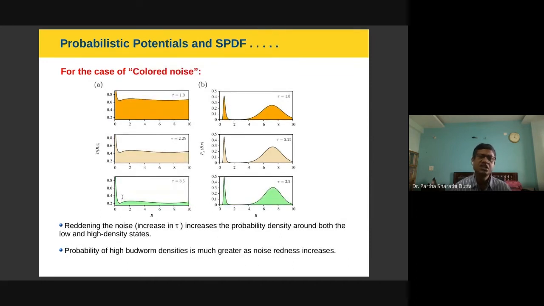Now if I just consider the colored noise, I find that there is not much effect. So I fix the noise intensity and I play with the noise correlation time, and I see that there is not much effect of colored noise on the potential barrier. So what actually happens is the probability density becomes much greater as we increase the noise redness. So here you see this, it is visible. The Y scale is the same for all three values. So here it is low, here it is more, and here it is even more. And similarly, the probability distribution of the upper steady state also increases.